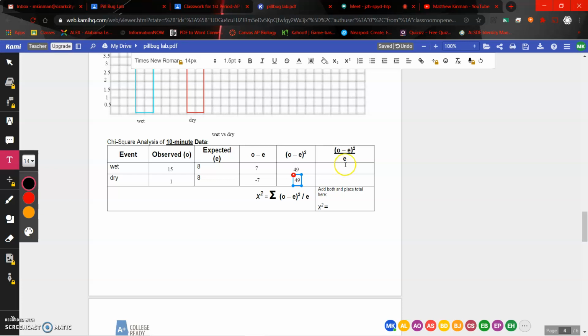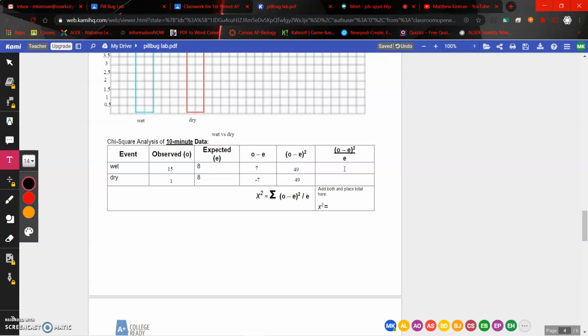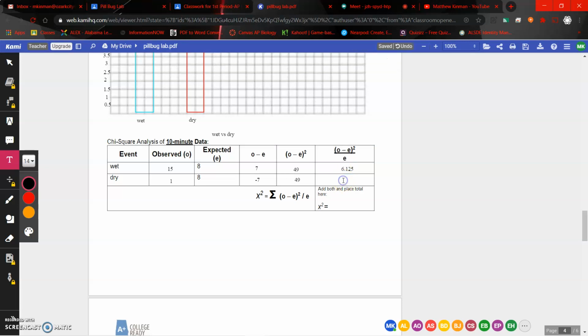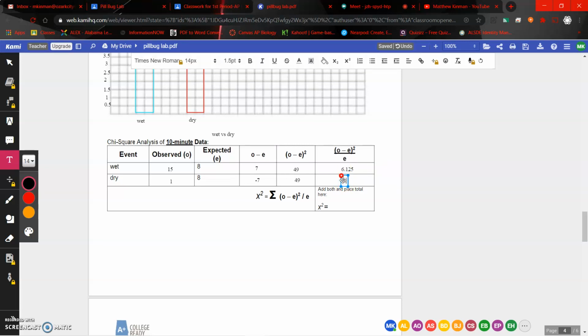Okay, and then we take what we just figured out, the 49, and divide it by our expected, which was 8. So 49 divided by 8 is 6.125, and then again, 6.125. All right, and then here it says the next step, add both and place total here.